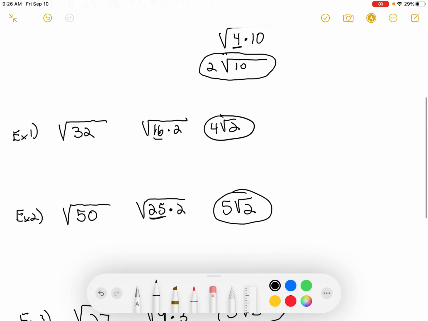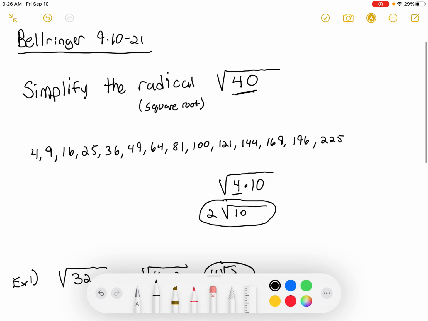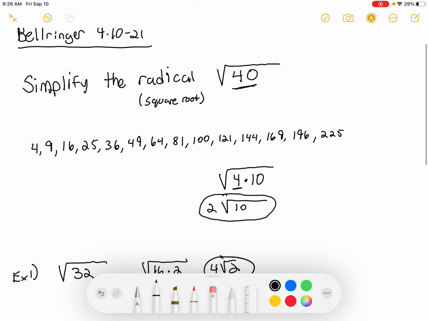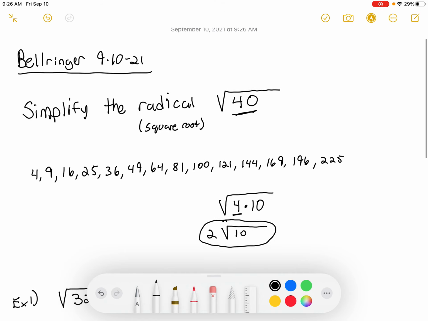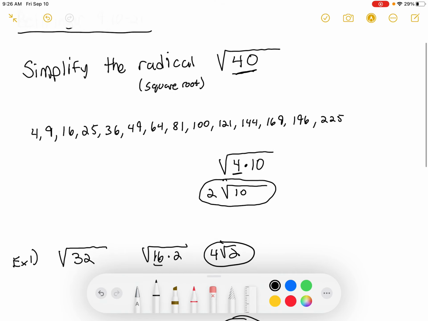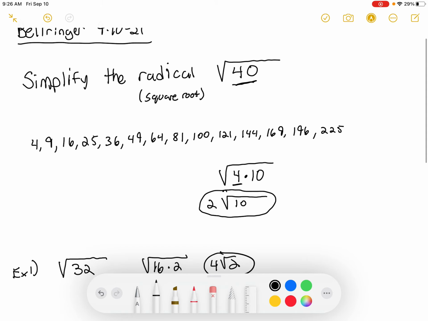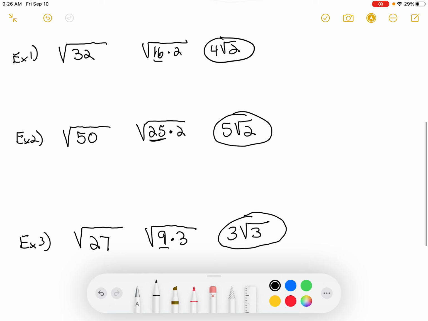I'm going to post in your virtual folder a few more practice problems dealing with finding the distance. But the answers are in radicals, and so they want you to find the simplest radical form for your answer. I will post that today.